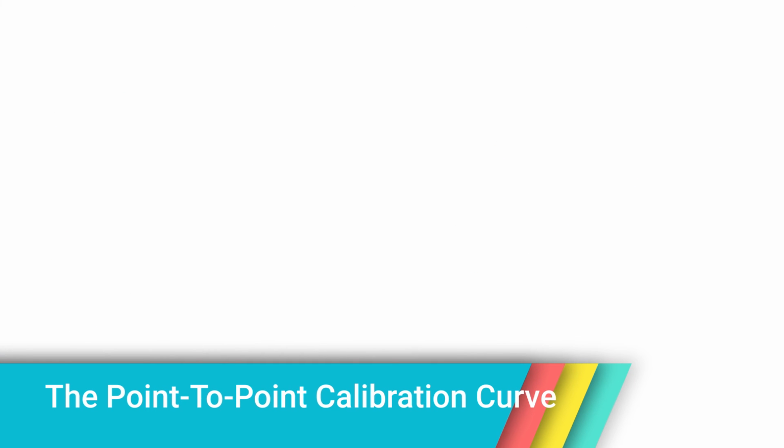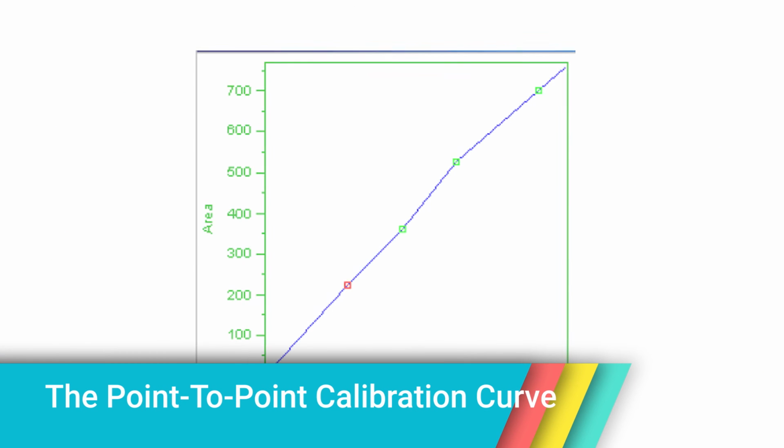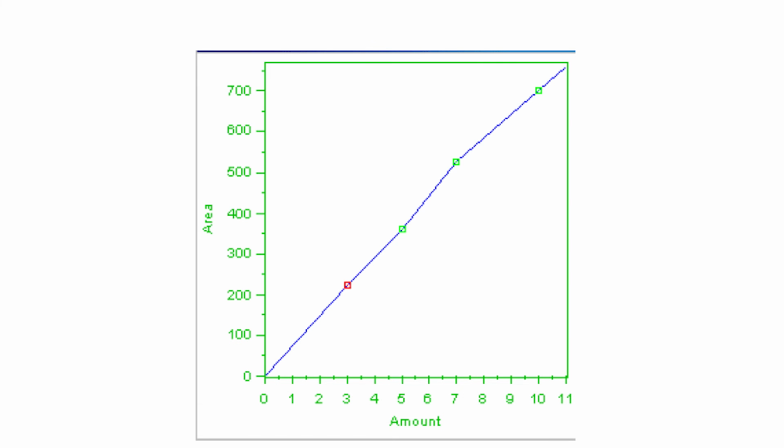The point-to-point calibration curve. The point-to-point calibration curve is, in the strict mathematical sense, not a curve, but a series of line segments with common end points. In the absence of replicate points, these segments connect the origin and adjacent points in the calibration curve. When replicate points are present, the segments connect the origin and the average of the replicate points for each distinct level. The last segment is continued beyond the last data point, allowing quantification outside the range of the data points.